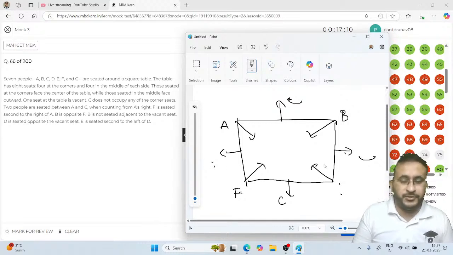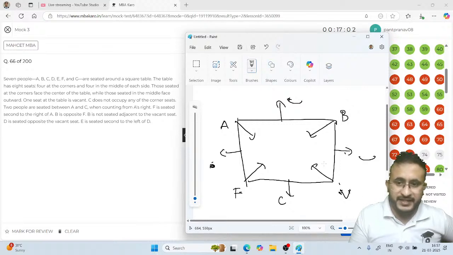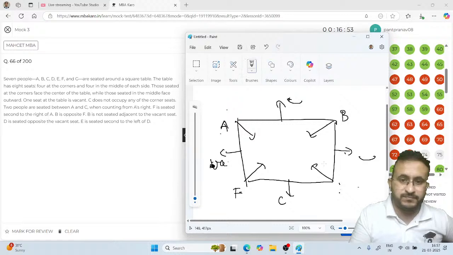D is sitting opposite to the vacant seat. So the vacant seat is one of these two. If you put the vacant seat here, then D will come here, which is already occupied by A, right? So that means the vacant seat is in here. This is the vacant seat, and this is D who is sitting opposite to it.